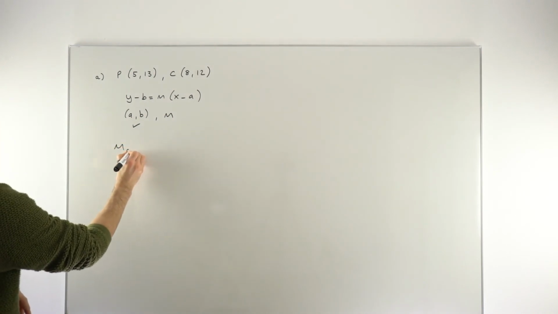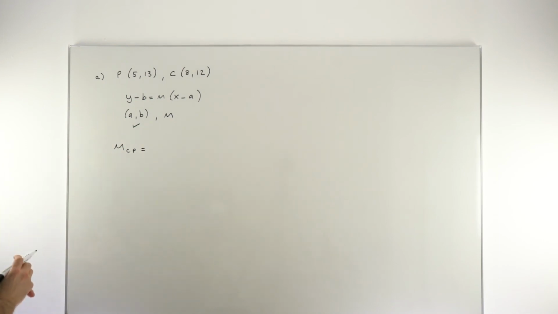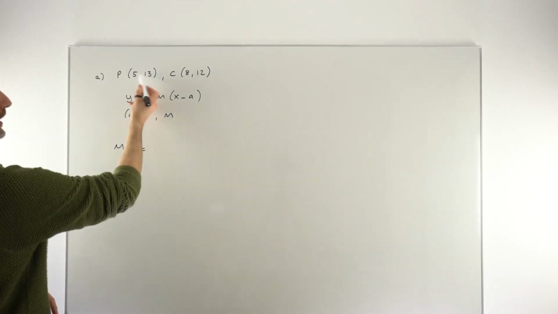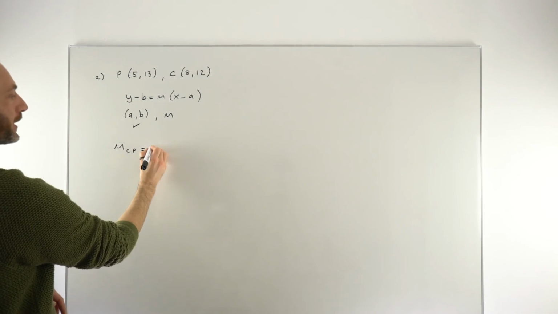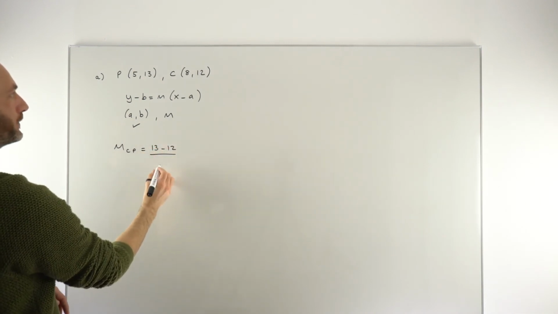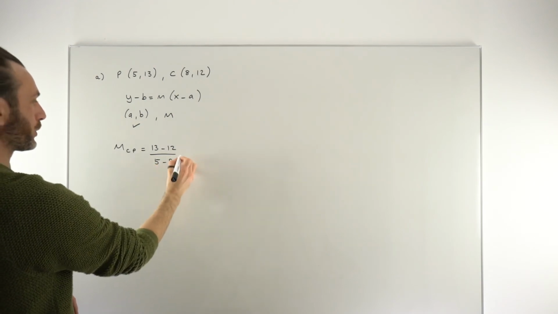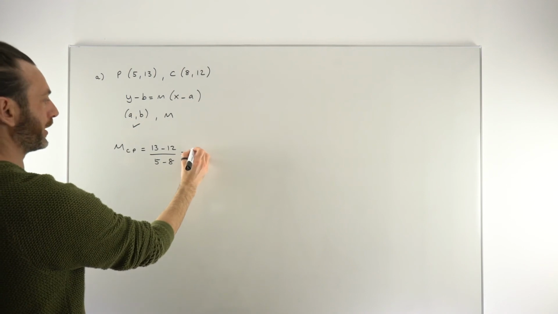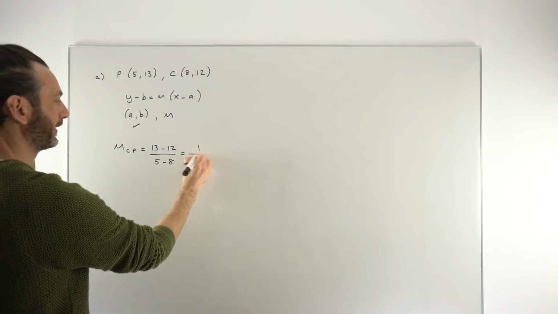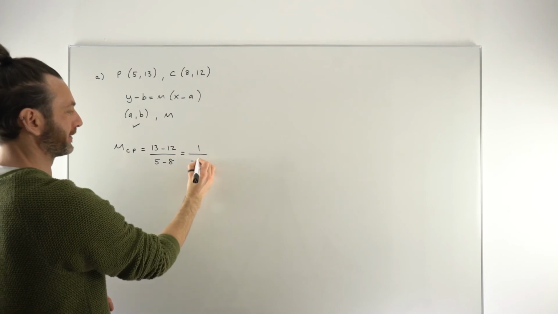So we're making the gradient of CP. It's good to use a little subscript to identify your different gradients. So that's just going to be using these two points here. We're going to get 13 minus 12 over 5 minus 8. Okay, so just working that forward, 13 minus 12 is 1, and then 5 minus 8 is negative 3.